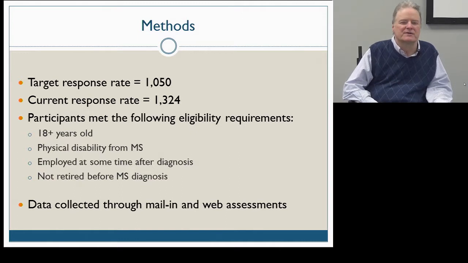So our target for the study was 1,050 responses. We exceeded that with the final number of 1,324. And again, the eligibility requirements one was, again, not retired before MS diagnosis. So that was one of the things that was an exclusionary. And the data, again, were collected through mail-in and web assessments.